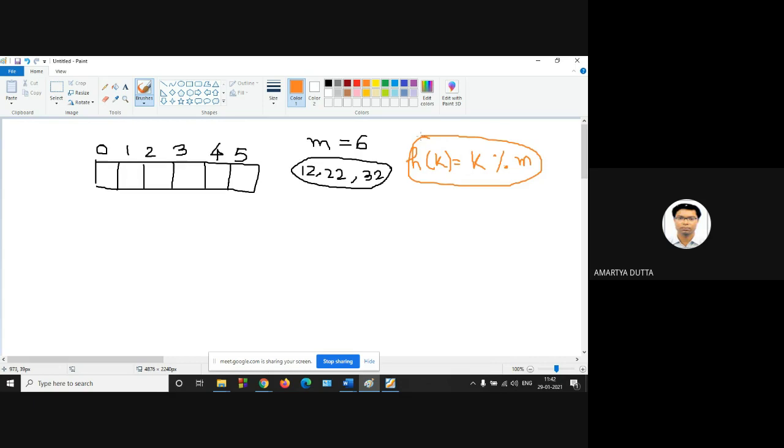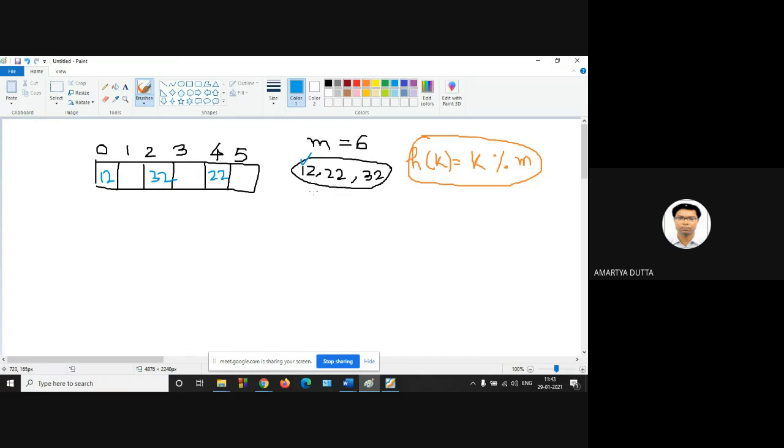If you use this normal hash function, what is the position for 12? It is 0. Next, 22 goes to 4. And 32 goes to 2. So no collision occurs here.